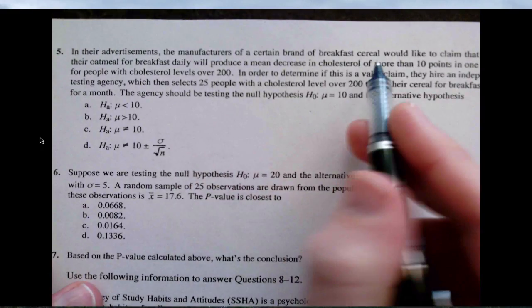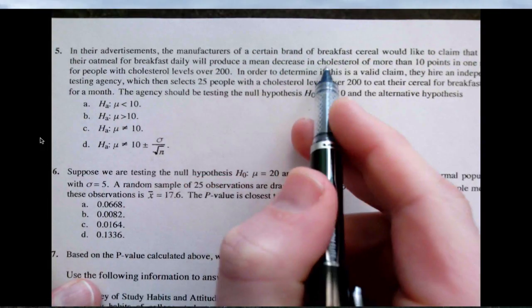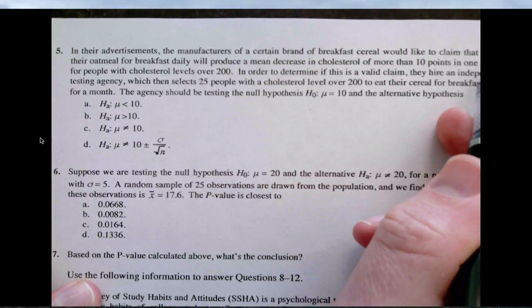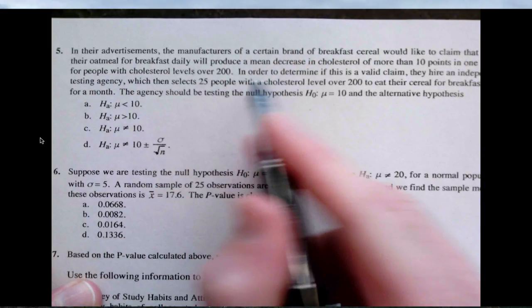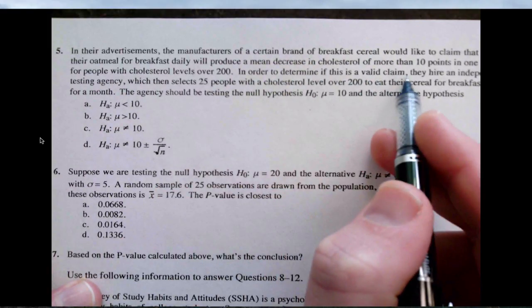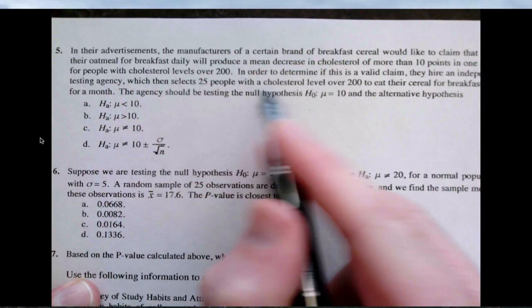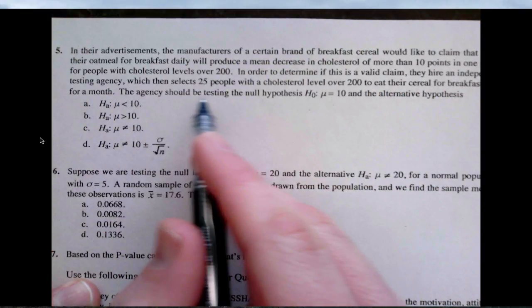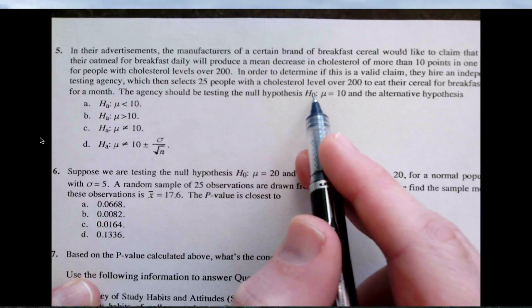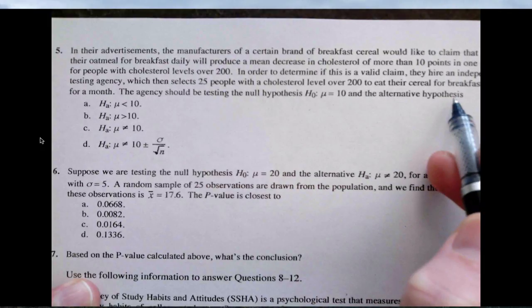Okay, in their advertisements, the manufacturer of a certain brand of breakfast cereal would like to claim that eating their oatmeal for breakfast daily will produce a mean decrease of cholesterol of more than 10 points in 1 month for people with cholesterol levels over 200. Okay, in order to determine if this is a valid claim, they hire an independent testing agency which selects 25 people with a cholesterol level over 200 to eat their cereal for breakfast daily for a month. The agency should be testing the null hypothesis that the average is 10 and the alternate hypothesis what?